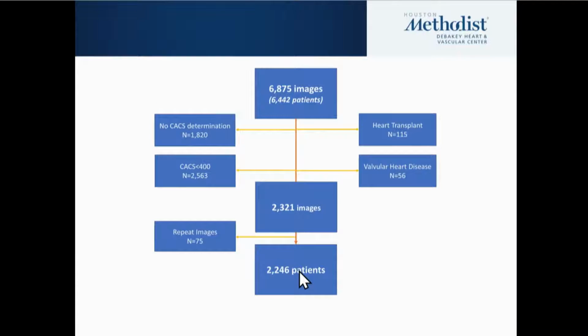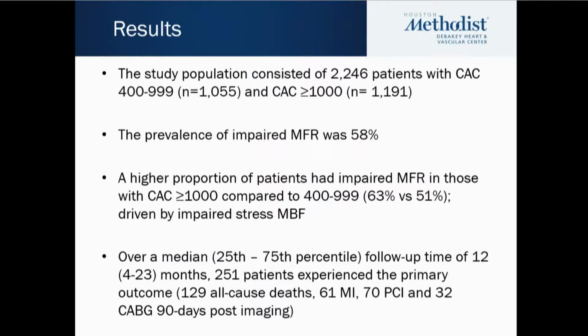Ultimately the sample size we had was 2,200 patients. This is everyone with a calcium score above 400. So a large enough sample size that we can do some interesting analyses. Those with a score 419 to 999 were about 1,055, and we had 1,191 patients with a calcium score more than 1,000.